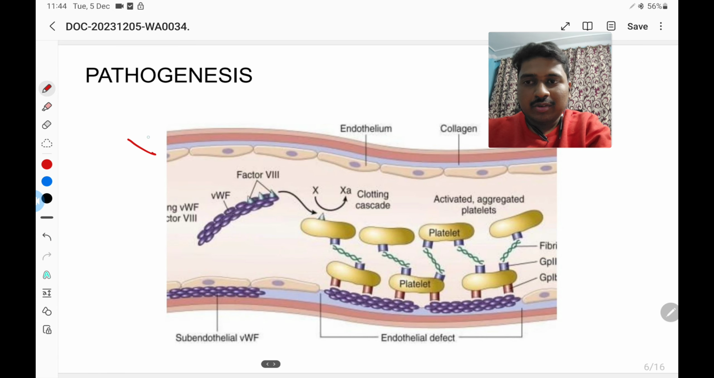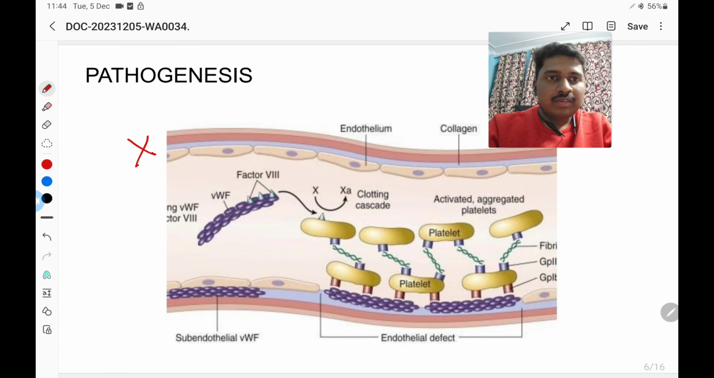See, this diagram is not recommended for your exams because of 2 things. One is it is complex. Second, it will take time. You will get hardly 10 to 15 minutes to write a 5 mark or 10 mark question. Okay. So I don't recommend this. I put this image from Robbins just to understand the concept. Okay. Why this leads to ITP.